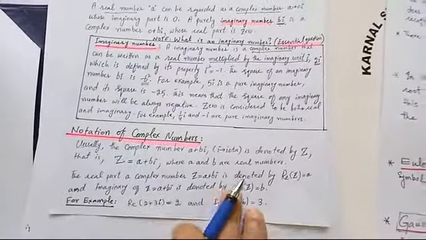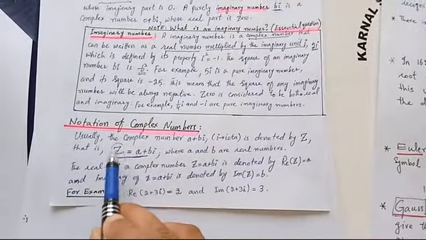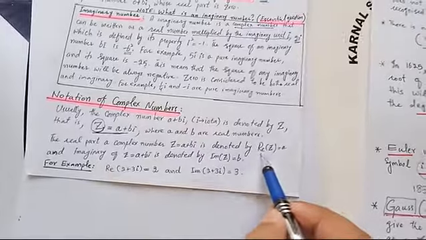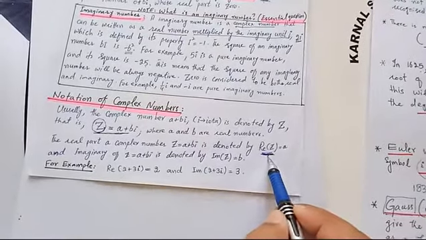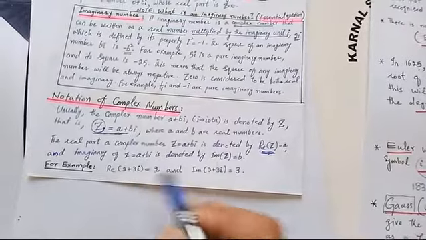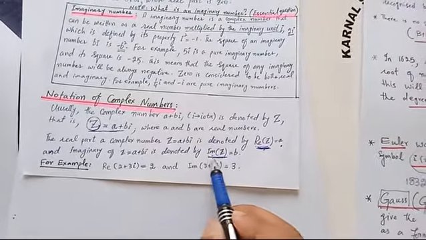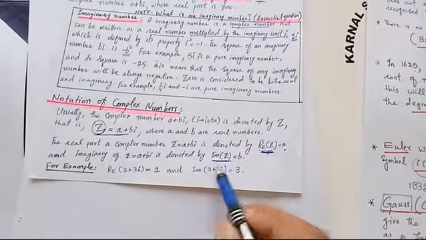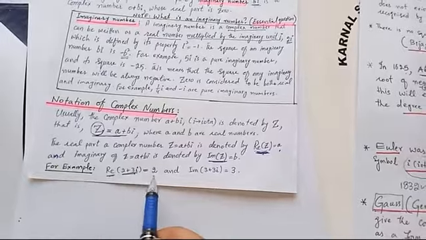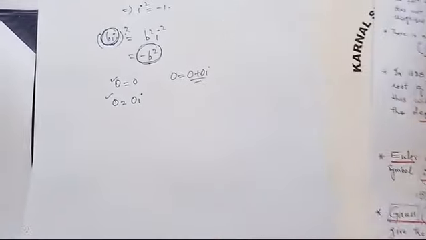We also discussed this notation. The set of complex numbers is denoted by Z. The real part of a complex number is denoted by Re of z, which is equal to a if the complex number is a plus b iota, and the imaginary part is Im of z, which is equal to b. So if a complex number is 2 plus 3 iota, its real part is 2 and its imaginary part is 3.